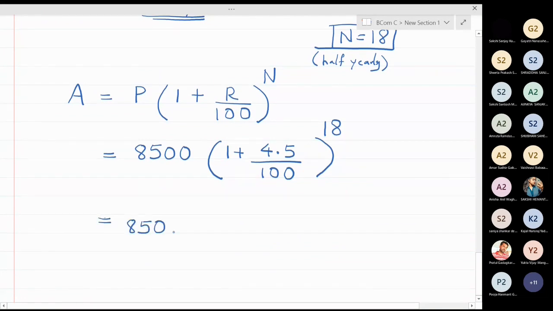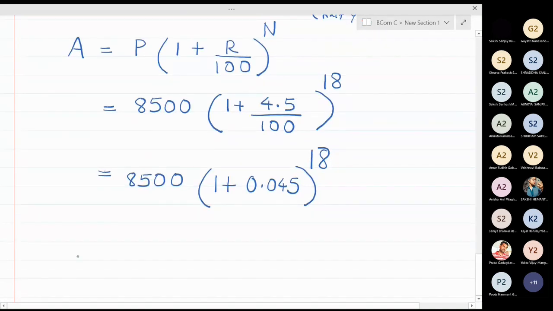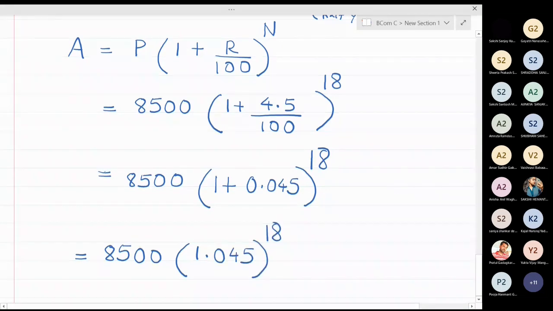Which is equal to 8,500 bracket 1 plus 4.5 divided by 100, which is 0.045. I'm using my calculator. 0.045, bracket raised to 18, which is equal to 8500, bracket 1 plus 0.045 is 1.045. Again, you can use your calculator here, raised to 18.